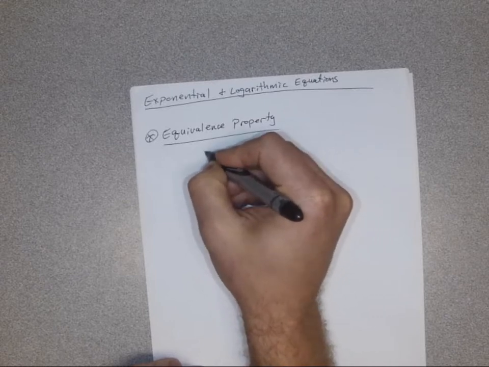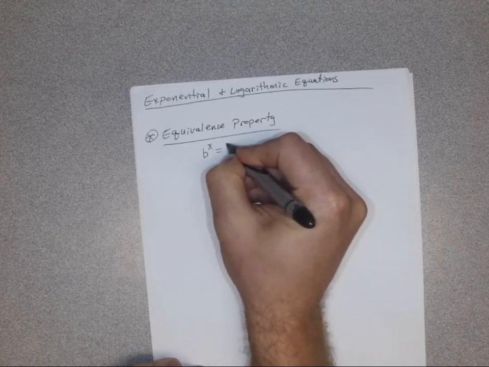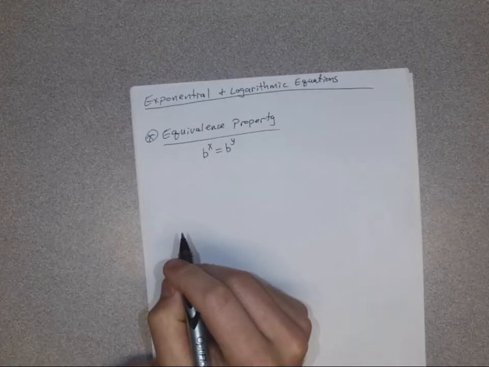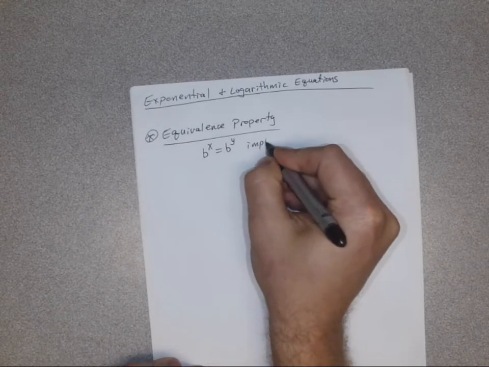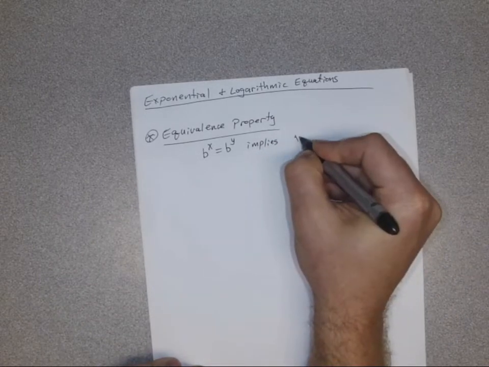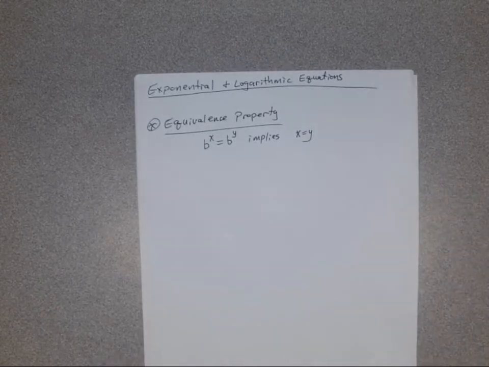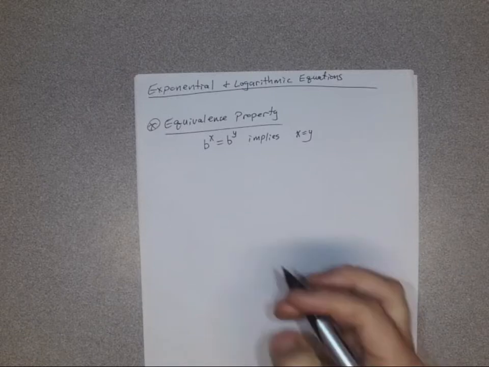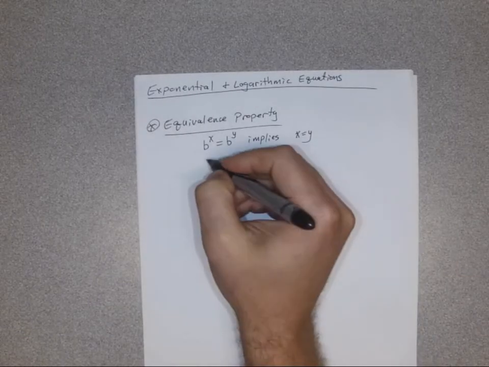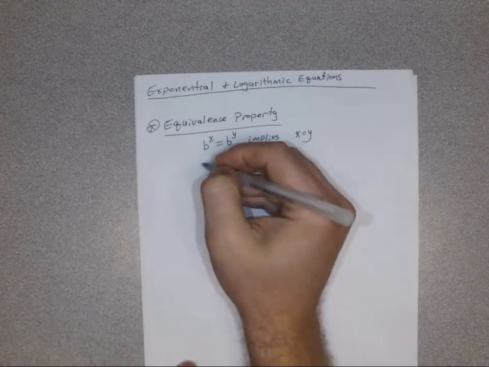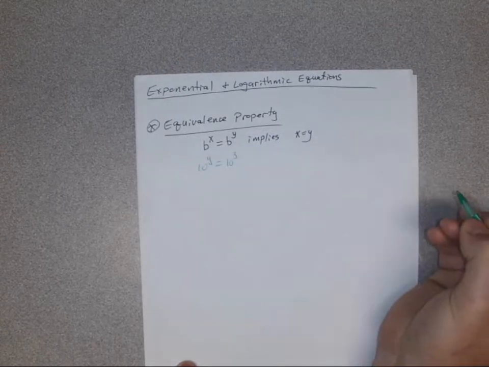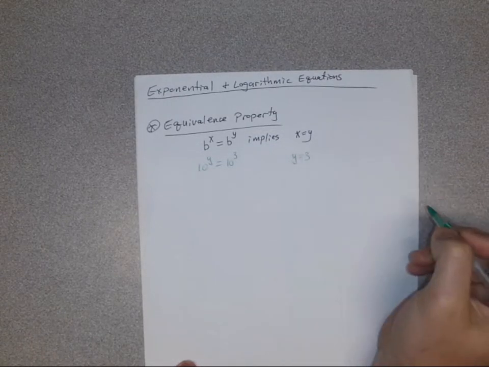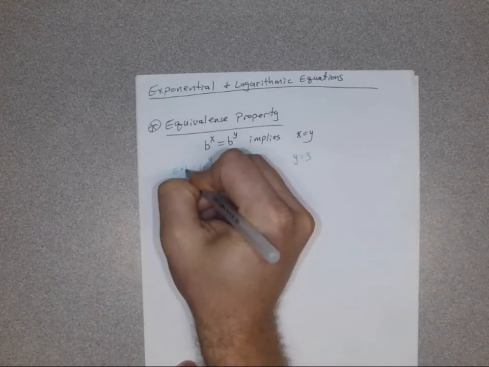And it says if you have b to the x power equal b to the y power, so the bases are the same, then this implies that x is equal to y. So if the bases are the same, then you set the exponents equal to each other. That's what that's saying. So for example, we've seen 10 to the y is equal to 10 cubed. So that implies y is equal to 3. That's example 1.